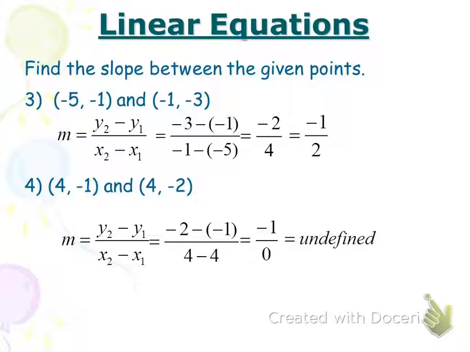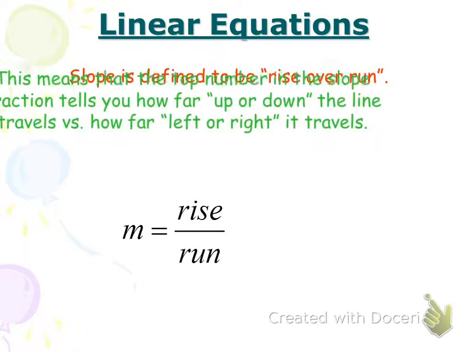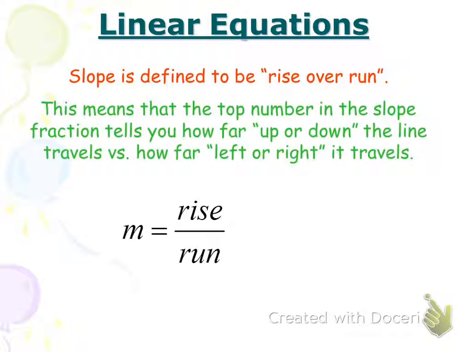Undefined or no slope. Okay. All right. Slope is defined to be rise over run. So if we know the slope of a line, that tells us a lot about it, right? It tells us how much the line goes up and down compared to how much it goes left or right. Up is positive, like I said earlier. Right is positive, down is negative, and left is negative.